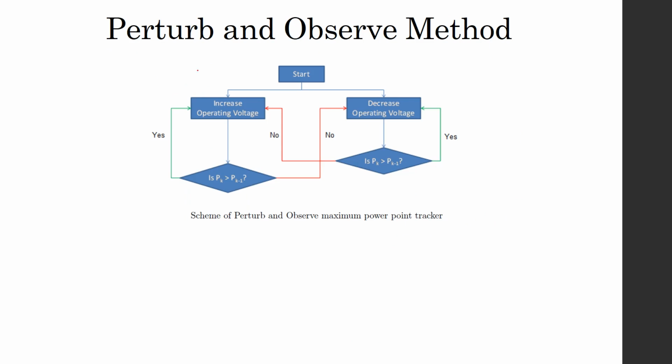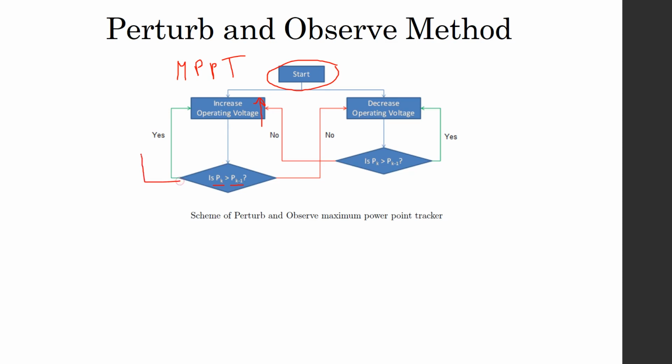In this method, we have the start of the program. At first, what does the maximum power point tracking, or MPPT, do? At first, it increases the operating voltage, the voltage of the PV array. Now observe: is the power produced now greater than the previous power after changing or adjusting the voltage? Is the new power greater than the older power?